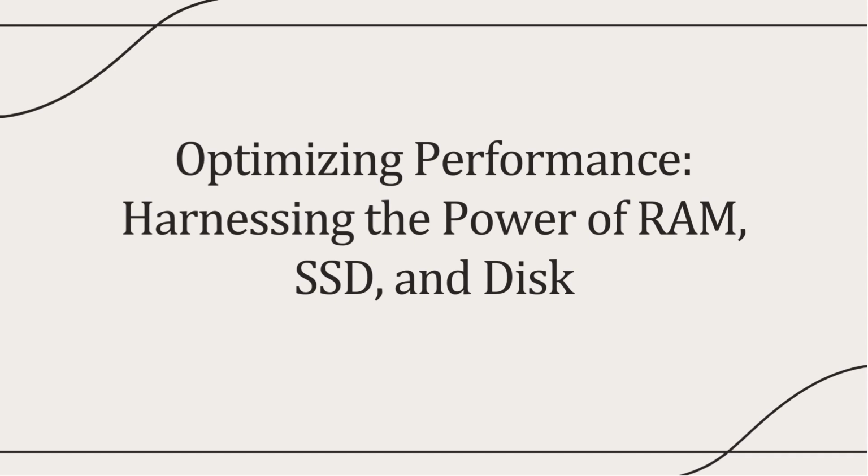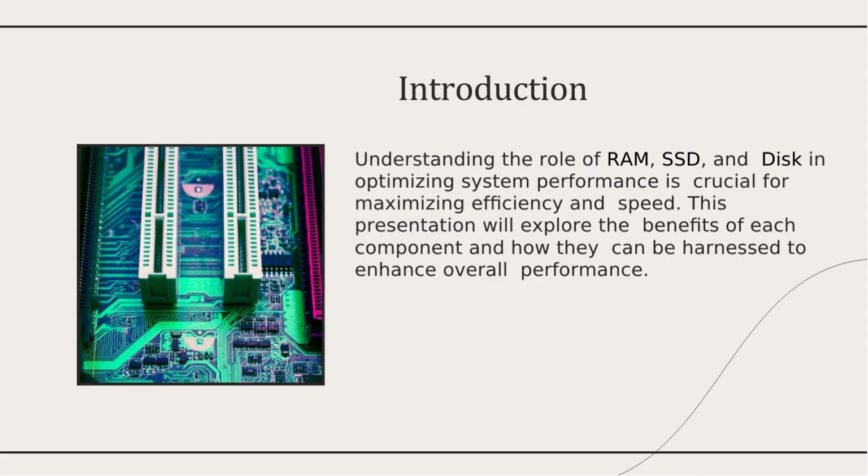In this presentation, we are going to learn about optimizing performance by using the power of RAM, SSD, and disk. In the introduction part, we are going to understand the role of RAM, SSD, and disk in optimizing system performance. It is crucial for maximizing efficiency and speed. This presentation will explore the benefits of each component and how they can be harnessed to enhance overall performance.